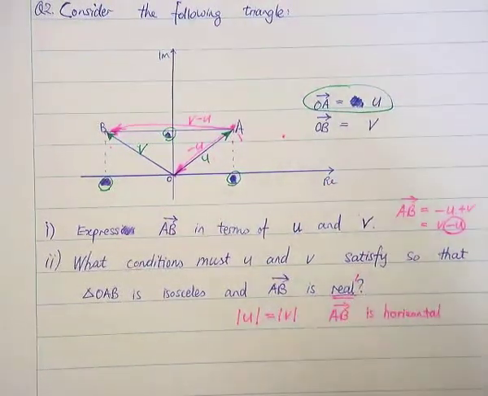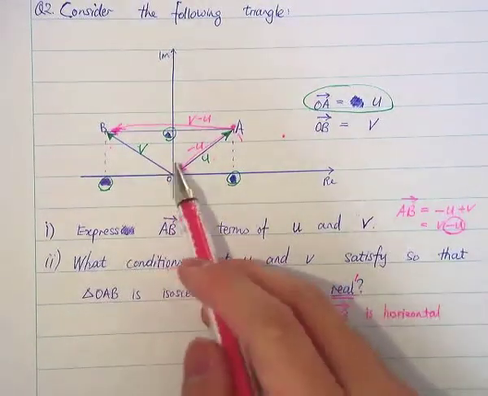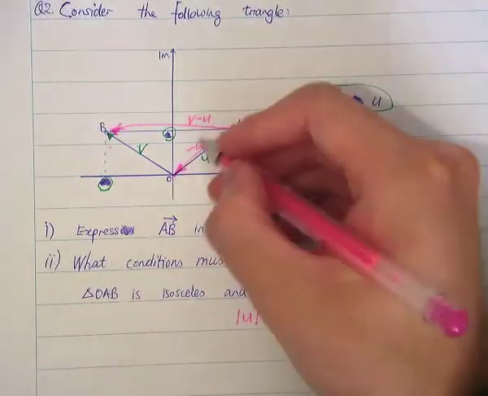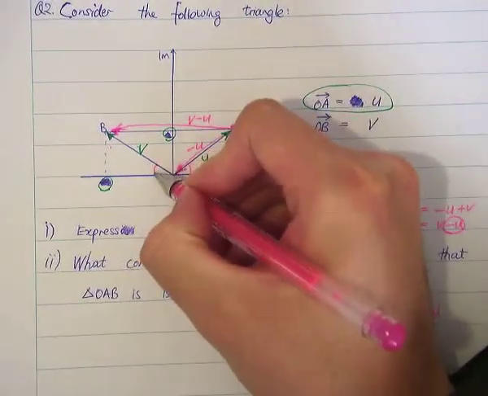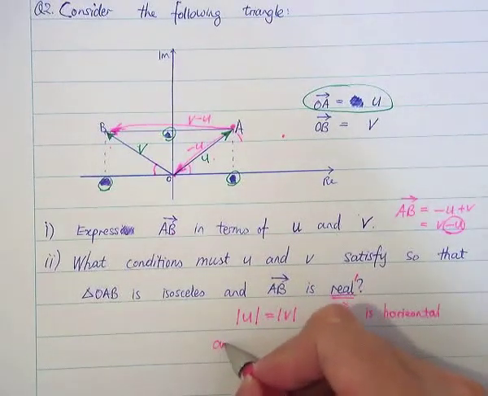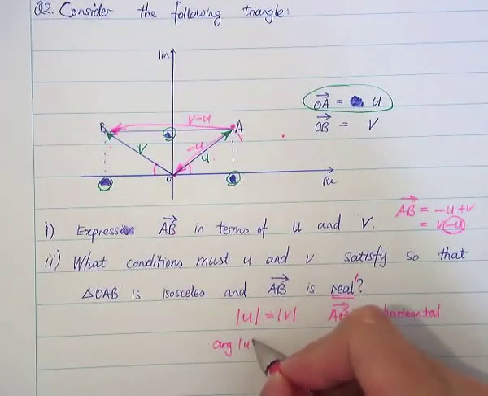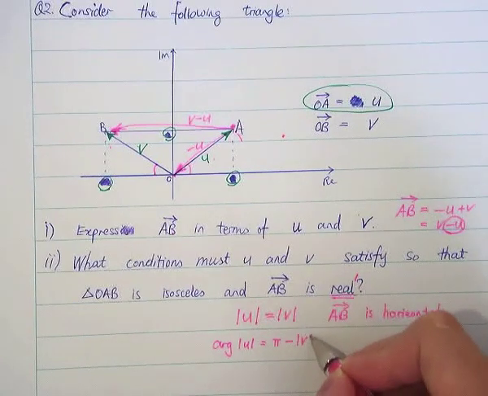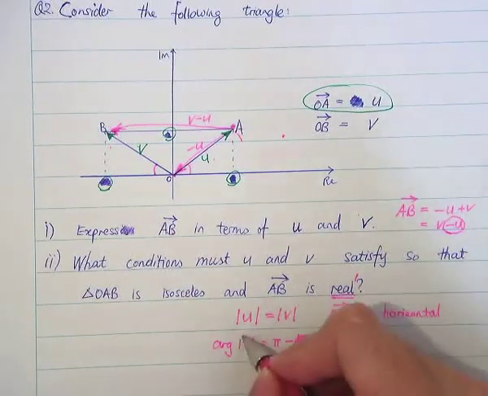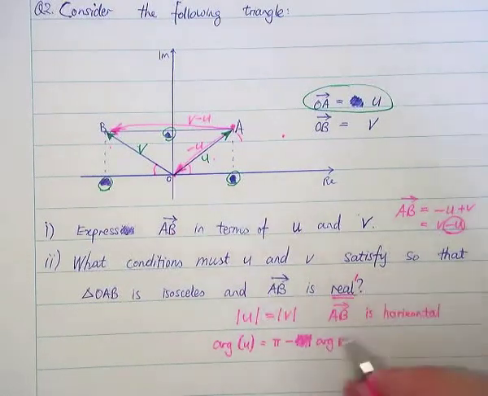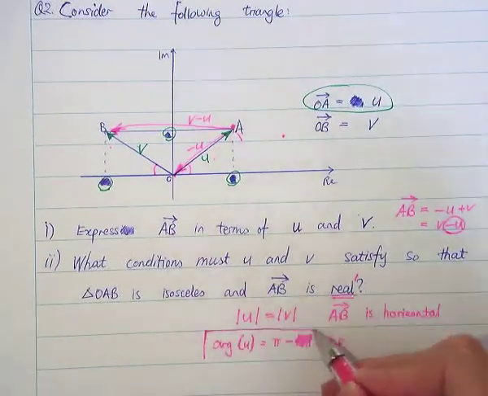To actually prove that, we must notice that geometrically, if that's horizontal, then there's something to do with these angles being the same, and there are ways to deal with that as well, dealing with the argument of u equals pi minus the argument of v. And we will be learning that in the next chapter.